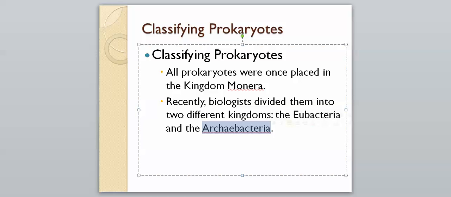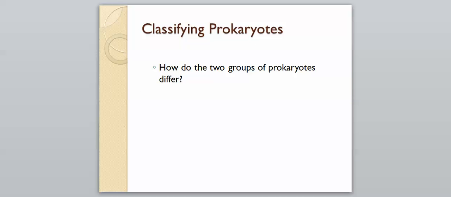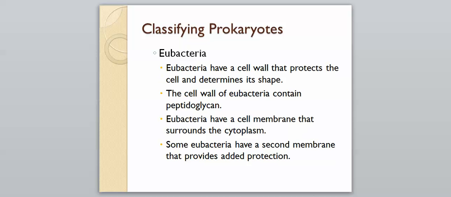The focus of the rest of this video is going to be on the difference between those two groups, and as this slide says, how do the two groups of prokaryotes differ? First off, being our Eubacteria, we're going to take a look at the characteristics of these. Eubacteria have a cell wall that protects the cell and determines its shape. If you remember, we talked about how some plant cells have a cell wall. So we already know what the function of a cell wall is. It's no different in the bacteria than it is in the plants, really. It provides protection and determines the shape.